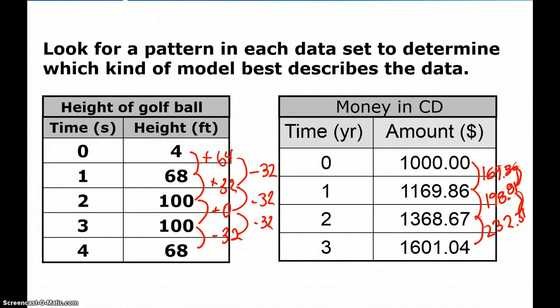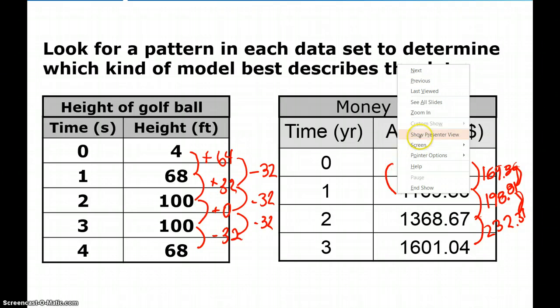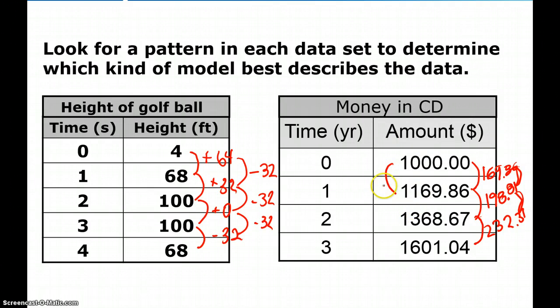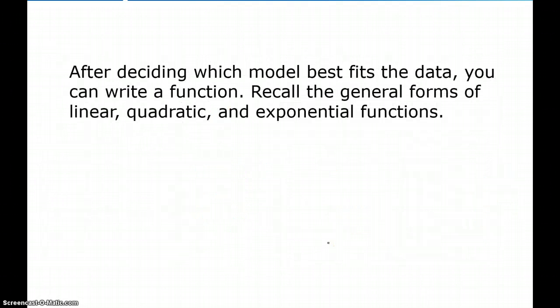So exponential has to be multiplying. So if I take the second one and I divide by the first one, I'm going to get 1.169. If I take this one and I divide by that one, I'm going to get 1.169. If I take that and divide, I'm going to get 1.169. So this is an exponential function because I'm timesing by 1.169 every time.